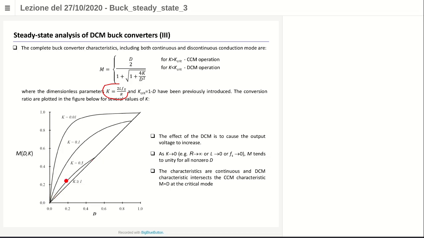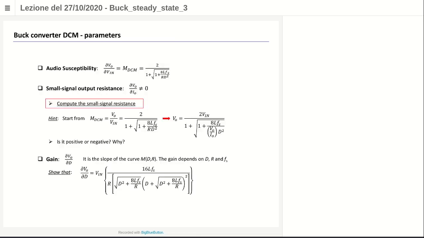The discontinuous conduction mode characteristic intersects the CCM characteristic exactly at points that are at the boundary to critical mode. So this is the DCM. As you can see, there is a slightly complicated expression for DCM. Typically, you can have a higher value of the output voltage with respect to the same input voltage. But what is more important is that all the parameters that should be computed for DCM change. Okay, for example, the output susceptibility, delta VO over delta V in. This is the duty cycle for the CCM converter. Now it is a little bit more complicated expression, but it is always the conversion.